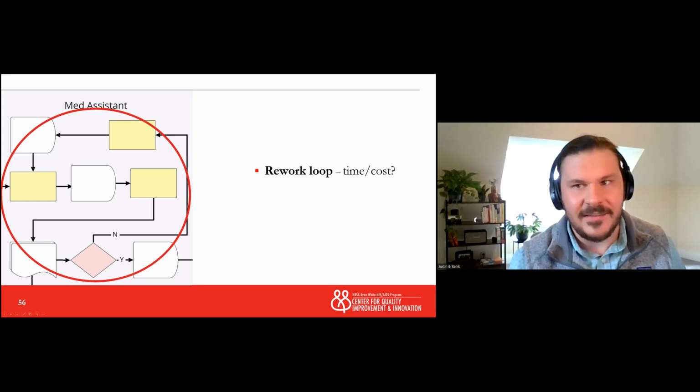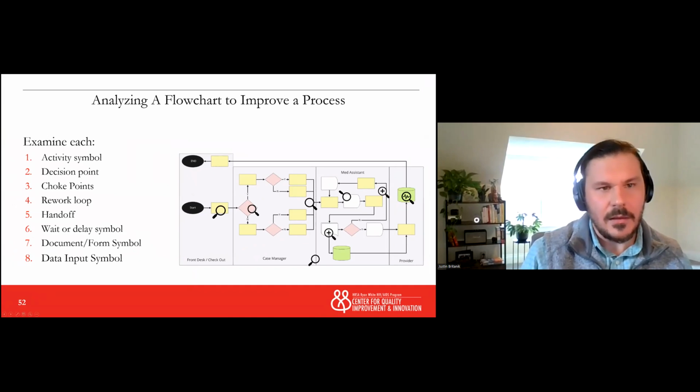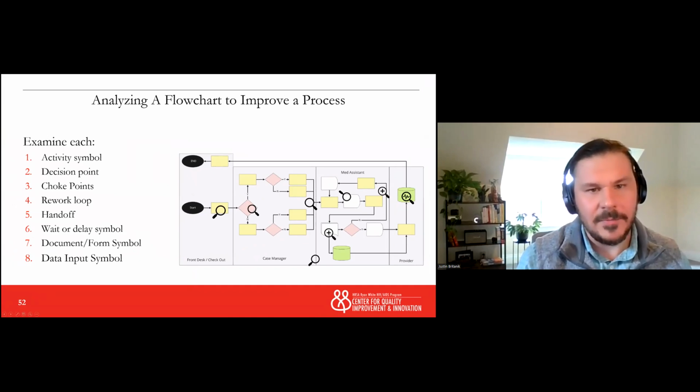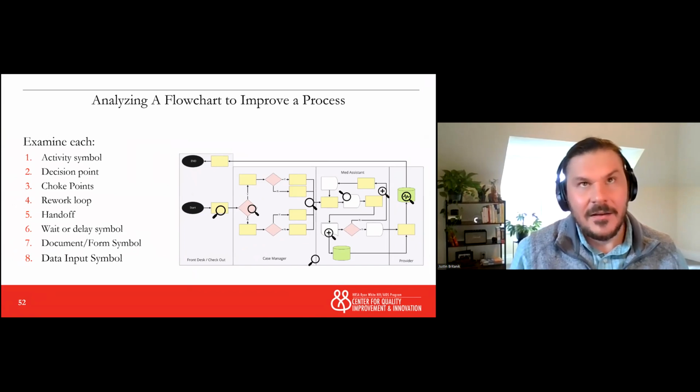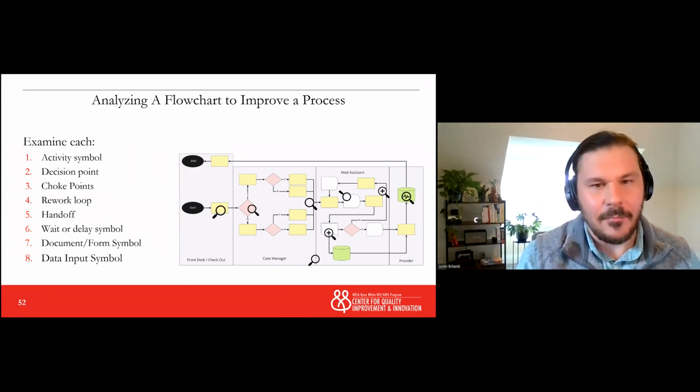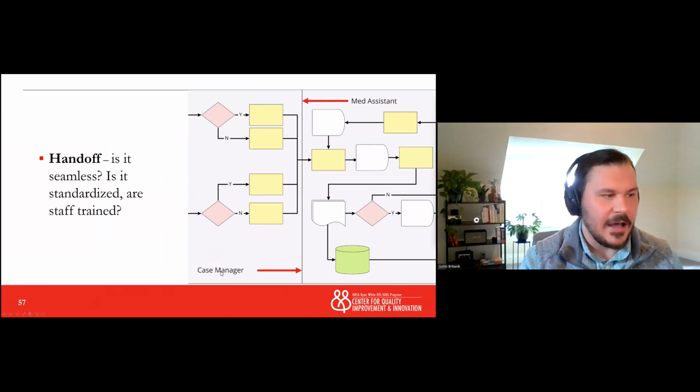There's a time, there's a cost, it aggravates patients, it aggravates staff. These are definite things you want to look at. So after I've done the rework loops, and if I've gotten through, number 1 is pretty helpful in general, and then 2 through 5 are ones that you really want to calculate out. So even if I have a process with pretty good flow, where I want to start looking is number 5, and that's our handoffs. Anytime it goes from case manager to medical assistant, it could potentially go back.